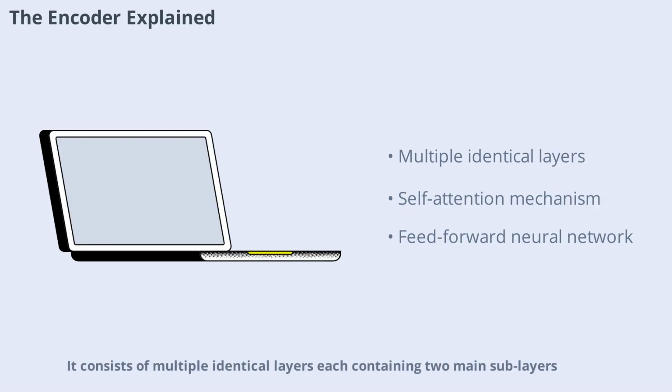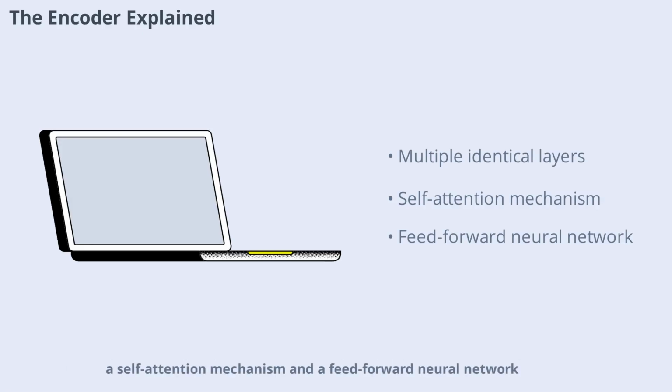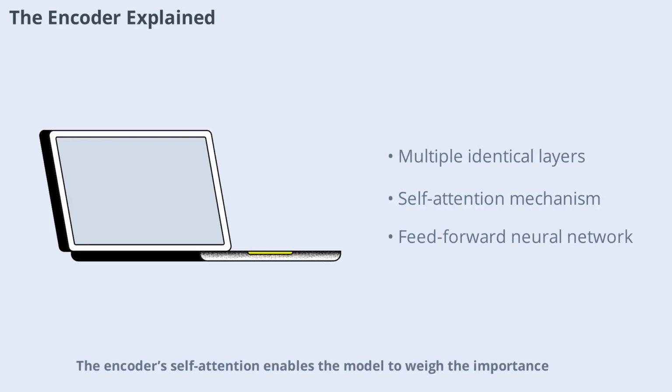The encoder is responsible for transforming the input sequence into a set of continuous representations. It consists of multiple identical layers, each containing two main sublayers: a self-attention mechanism and a feed-forward neural network. The encoder's self-attention enables the model to weigh the importance of each word in the context of the entire input, capturing relationships regardless of their distance in the sequence.